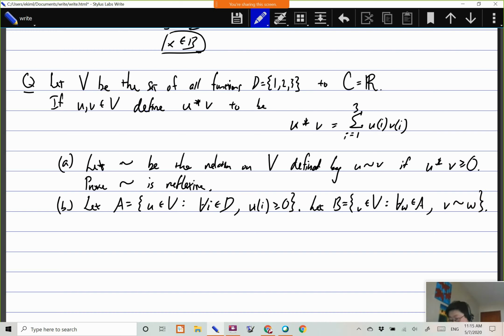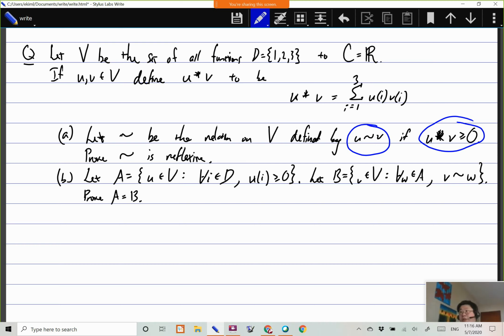A couple comments. First of all, as with any other definition, this is defined to be that. So these two things circled in blue, you can switch them for each other. So U tilde V is the same as U star V greater than or equal to 0. J tilde K would be the same as J star K greater than or equal to 0.